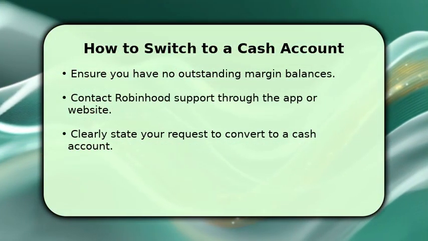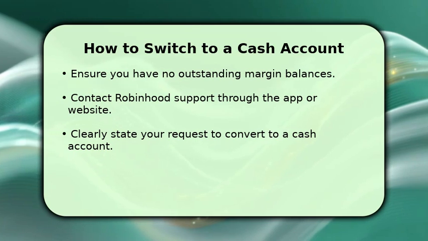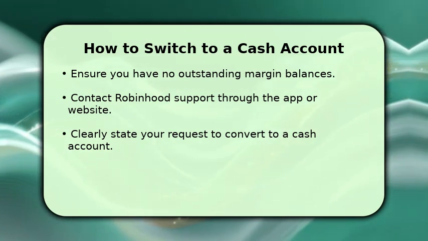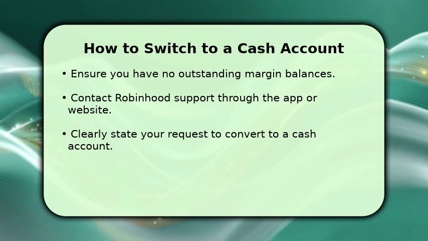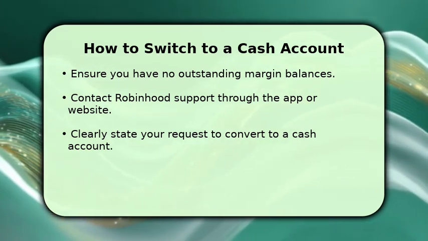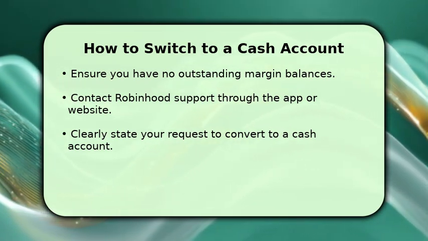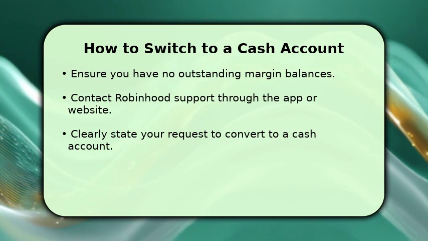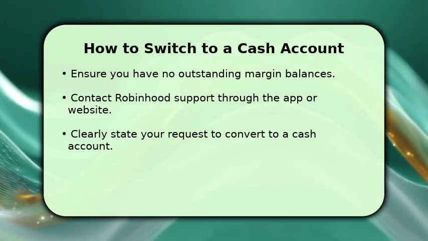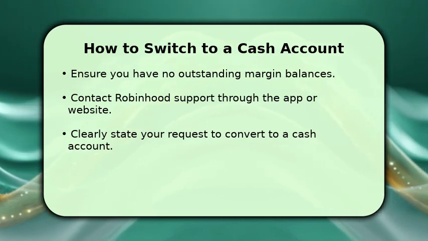Converting your account is a straightforward process. First, ensure you have no active margin balances or unsettled trades, as these must be resolved before switching. Next, open your Robinhood app or visit their website and navigate to the Help section. From there, contact their support team and clearly state your intention to convert your account to a cash account. They will guide you through any final steps and confirm when the change is complete, usually within a few business days.